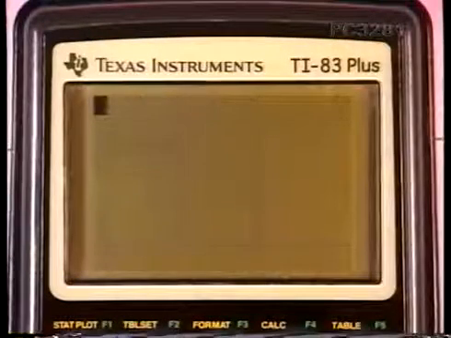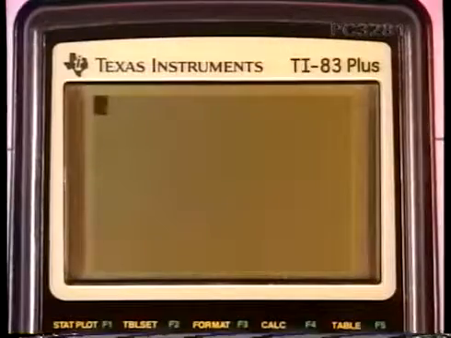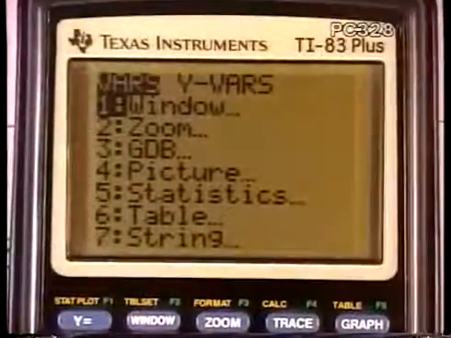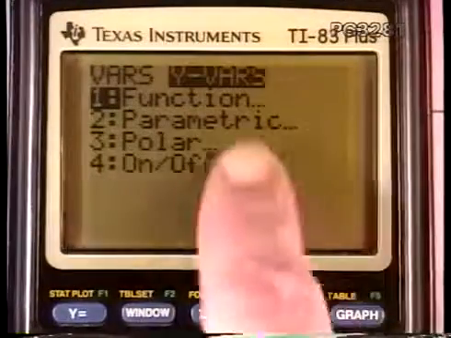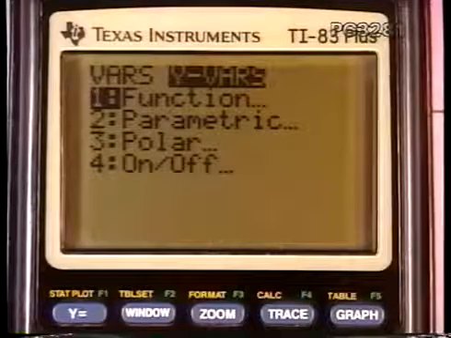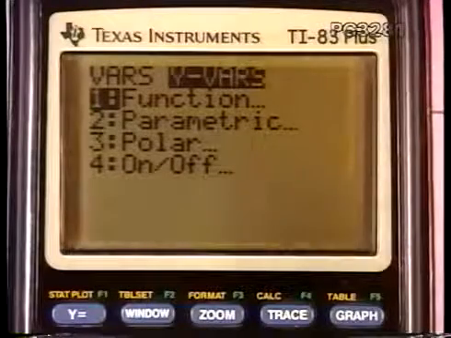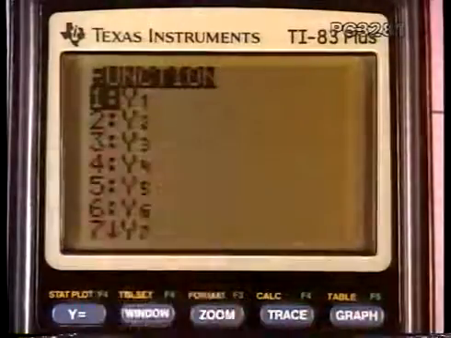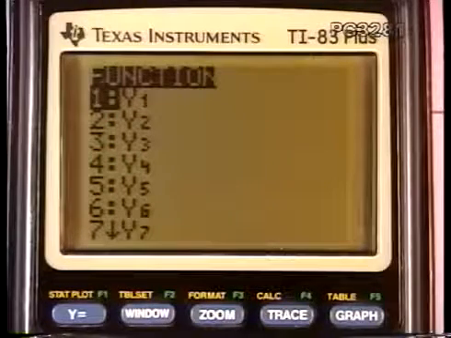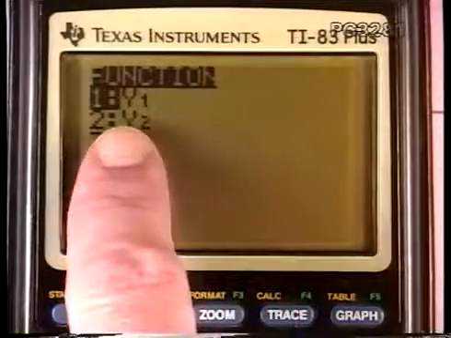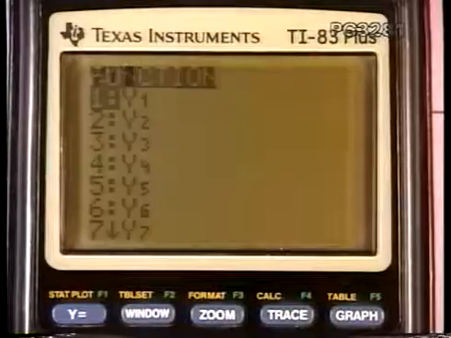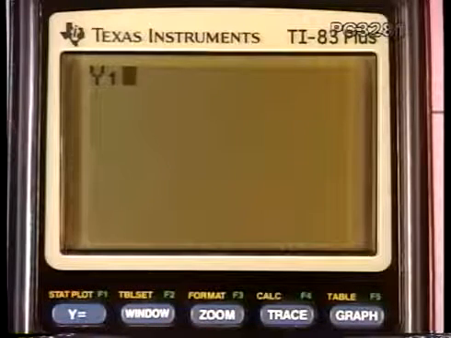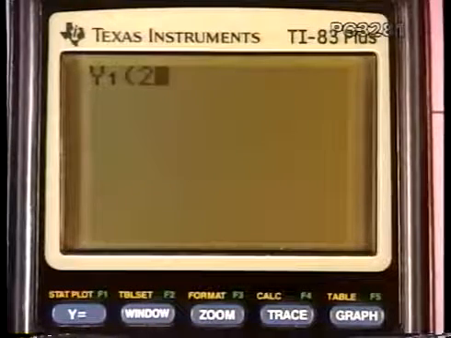The other way is to use your vars button, V-A-R-S, vars, and go to y-vars, and notice function. Now I entered my function, my polynomial, in the space y sub 1. So if I select function, here are all the possible functions that I could have in my calculator. I only have one in y sub 1, and that's the one we want. So if I select y sub 1, now I want to evaluate that function when x equals 2.